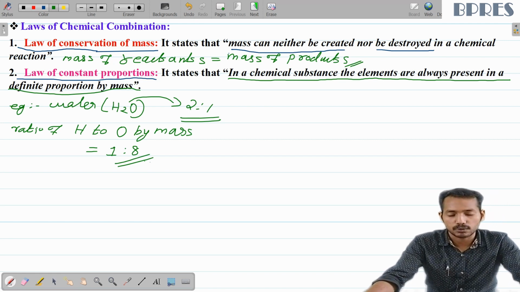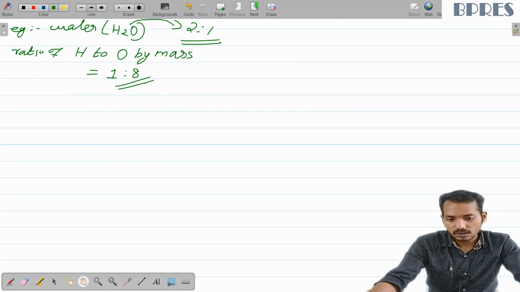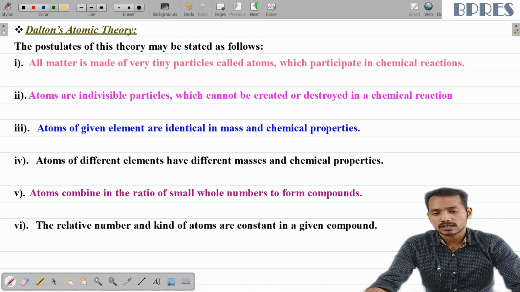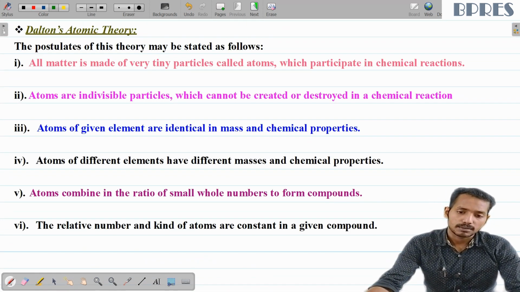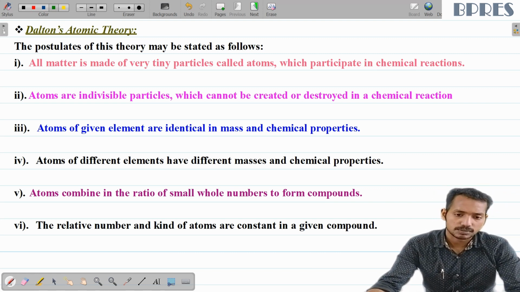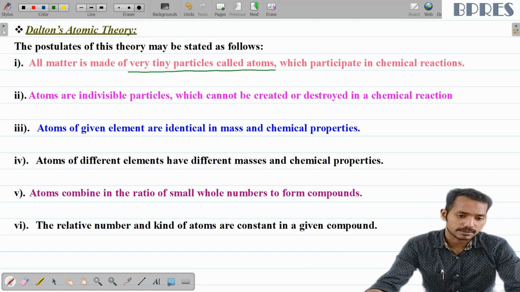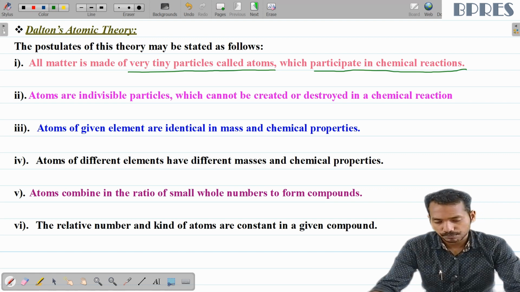Now we are moving to the next topic, that is Dalton's atomic theory. Dalton is the first scientist who gave the basic idea of atoms through his atomic theory. There are 6 postulates. The first postulate is that all matter is made up of very teeny particles called atoms, which participate in chemical reactions. So chemical reactions take place between atoms.